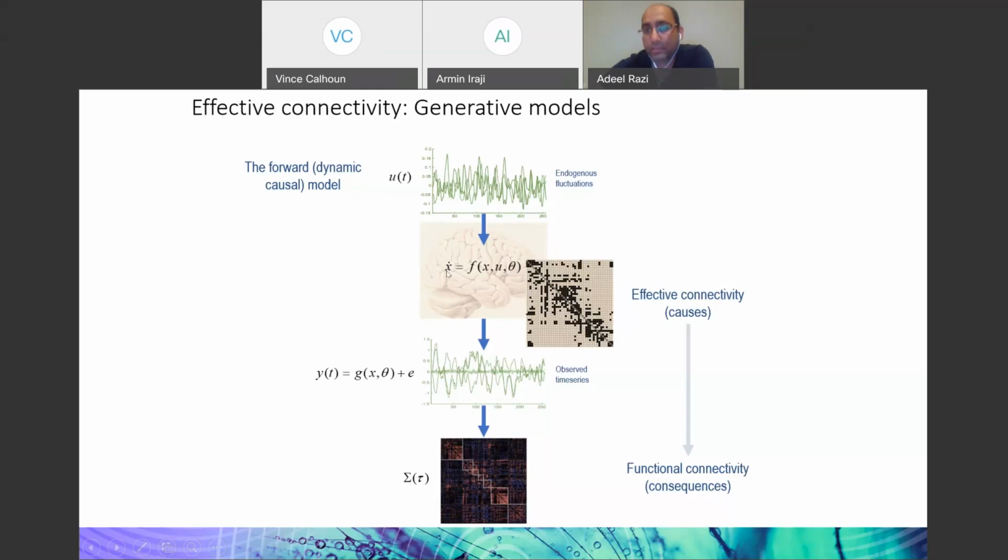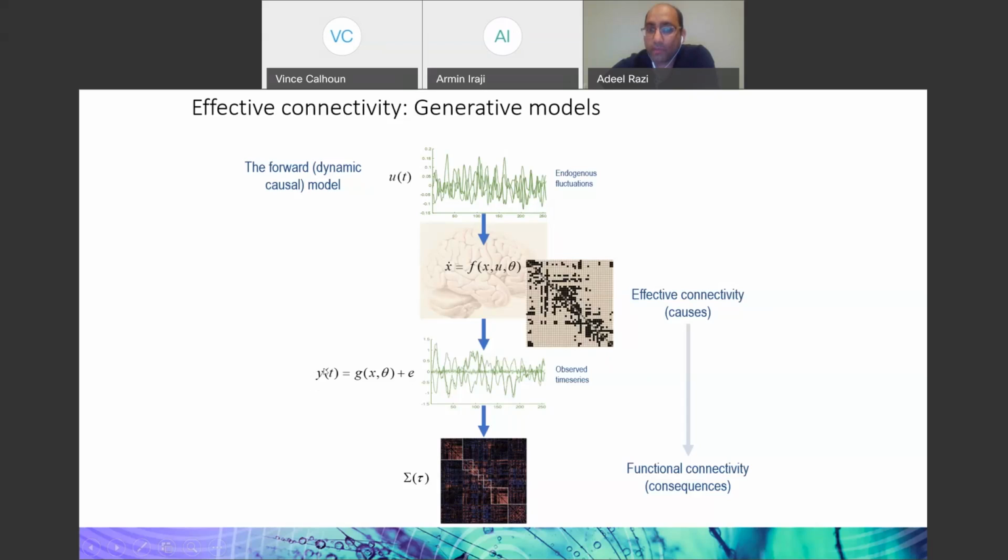Here we have this first order differential equation, x dot equals a function of the current state x, some input U, and parameters theta. The input could be endogenous fluctuation, as in resting state fMRI, so these are neural fluctuations, or it could be external stimuli, as in task fMRI. The theta are the model parameters, which are the connectivity between different neural elements. So this is a first order differential equation which we are using to model the brain. This input comes in and perturbs this system of equations, and then it goes to the hemodynamics, and what we get is y, which is hemodynamics plus neural activity plus some measurement error.